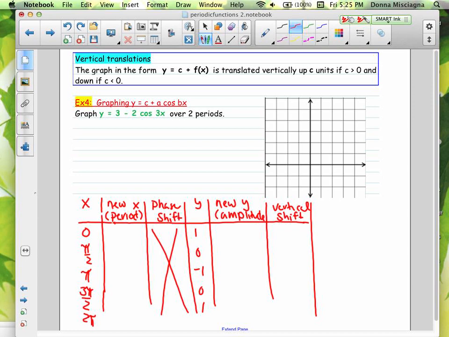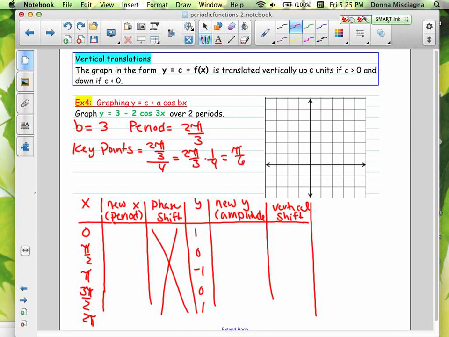All right, so first, let's see if we have a period change. Okay, well, let's take a look at b. b is the coefficient in front of x. It is 3, which means we have a period change because it's not 1. So that means the period will be 2 pi divided by 3. Okay? So our key points are going to occur at 2 pi thirds divided by 4, which is the same as 2 pi thirds times 1/4, which is pi 6.